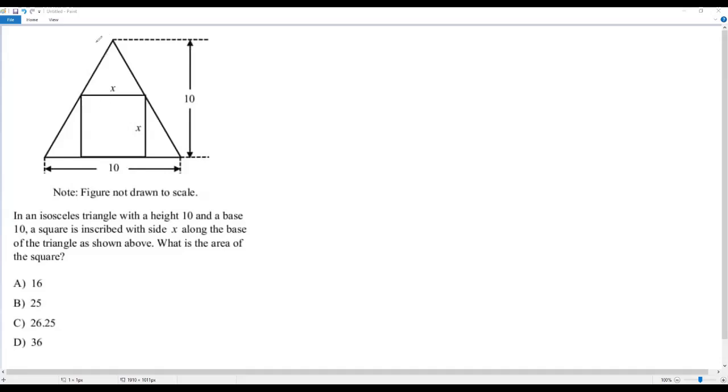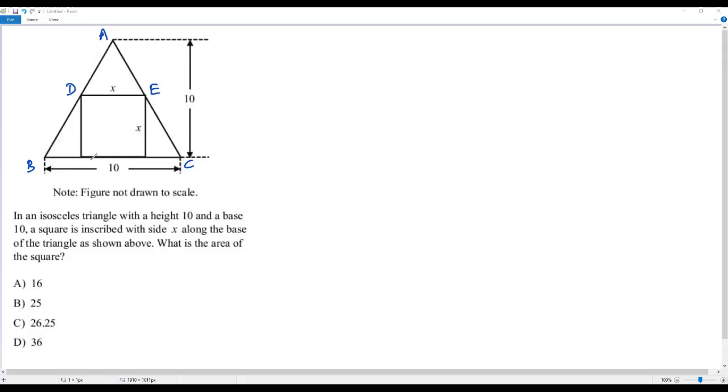Now let me name the vertices for the given triangle. Say this is A and this is B and this is C, and let me say this point is D and this point is E. And the question says ABC is an isosceles triangle. If a triangle is isosceles, two sides must be equal in length. Which two sides must be equal in length? AB and AC, or AB and BC, or AC and BC.